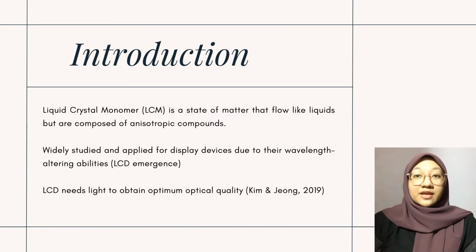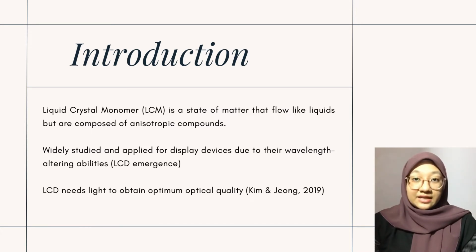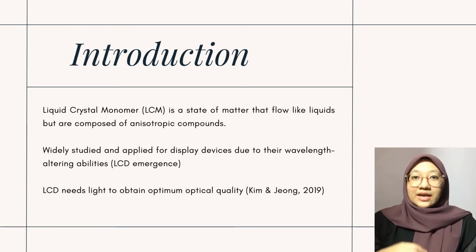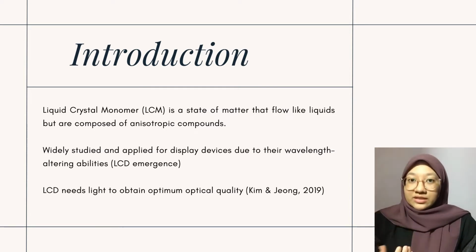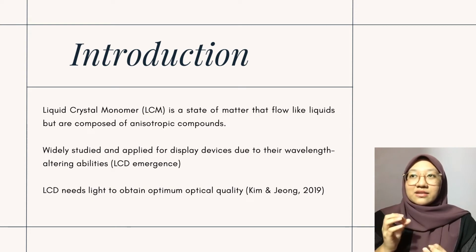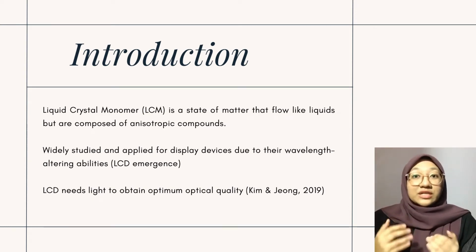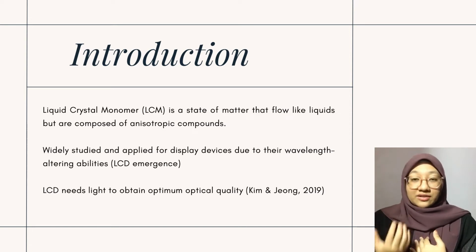Introduction. Liquid crystal monomer, LCM, was initially discovered in 1888. It is a state of matter that flows like liquids but is composed of anisotropic compounds. Since the discovery, LCMs were widely studied and applied for display devices due to their wavelength altering abilities, and this undoubtedly contributes to the emergence of LCD technology. According to Kim and Jung, one of the materials required by LCDs to obtain the optimum optical quality is light, because light is a stimulus that can control the molecular ordering or disordering of LCMs.